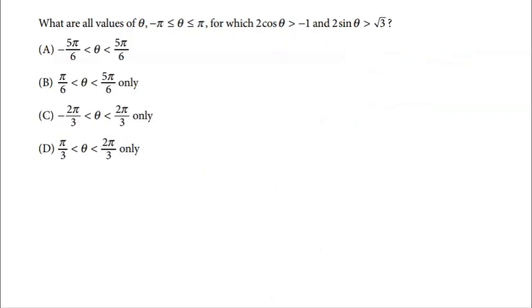All right, next problem here says, what are all the values of theta from -pi to pi for which 2 cosine of theta is greater than -1 and 2 sine of theta is greater than radical 3? Now, I got to be honest with you, I think solving trigonometric inequalities is one of the trickiest things.